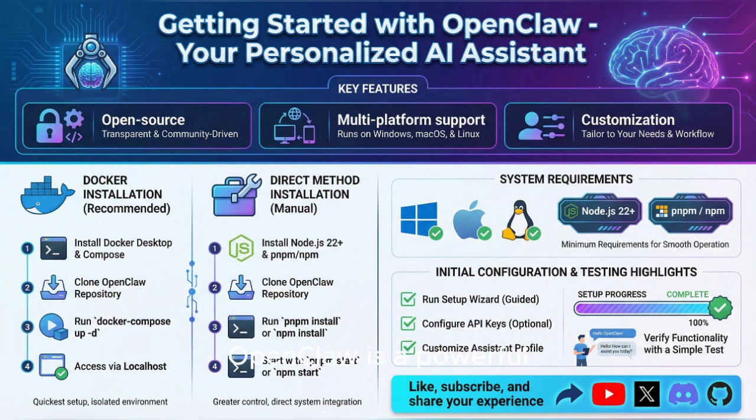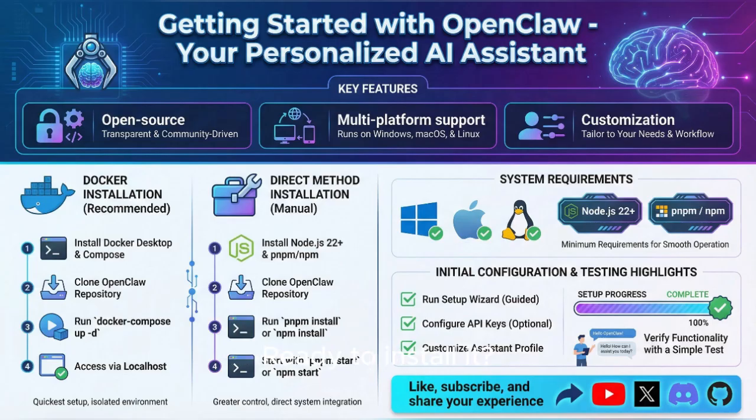OpenClaw is a powerful personal AI that integrates with your favorite chat platforms. Unlike other assistants, it can proactively manage tasks and even act on your behalf. The best part? It's fully open source, so you control your data.